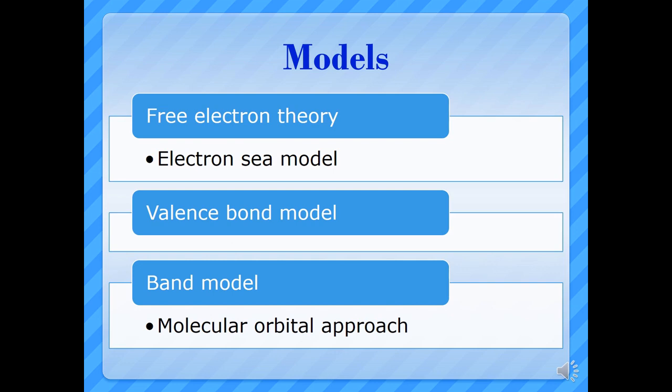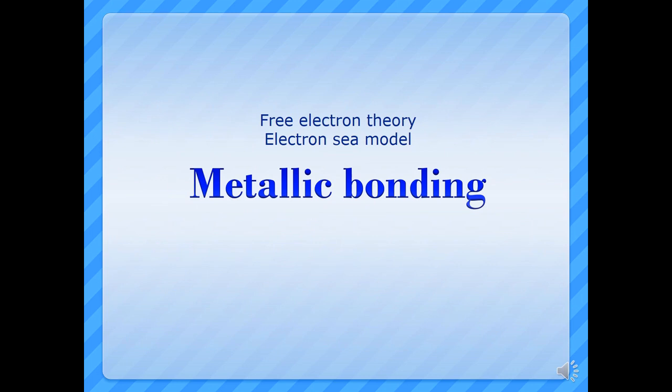Three of them are listed here. The first one is called free electron theory, which is also called electron sea model. The second one is called valence bond model, and the third is called band model. This band model is a molecular orbital approach to explain the metallic bonds. We will see the free electron theory, which is also called electron sea model of metallic bonding.